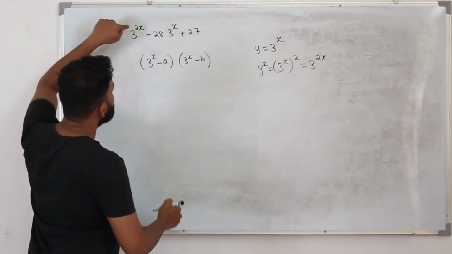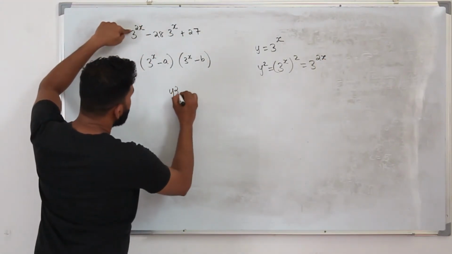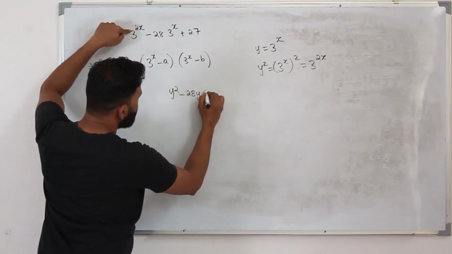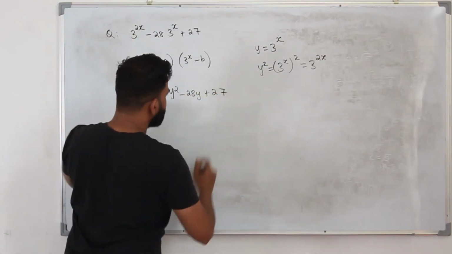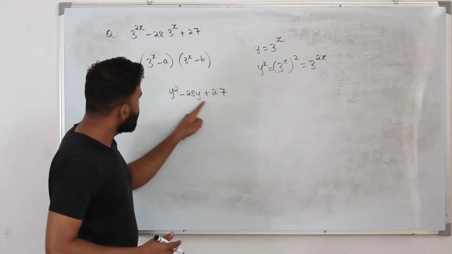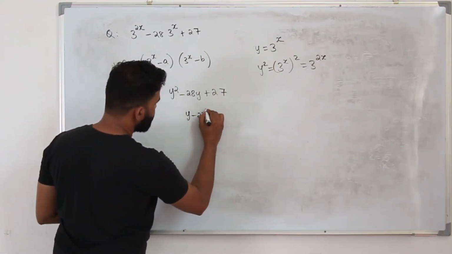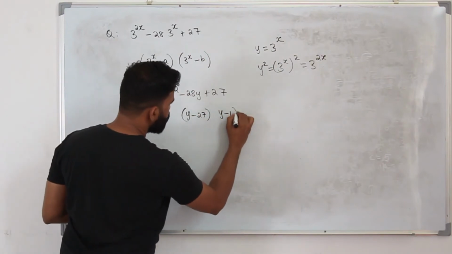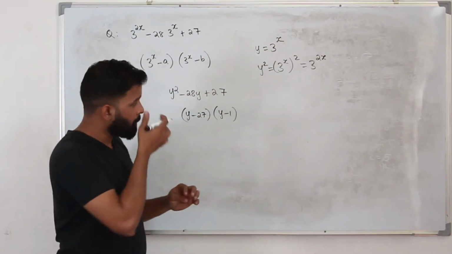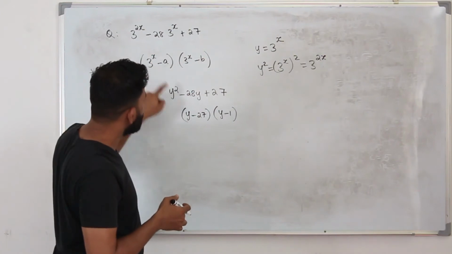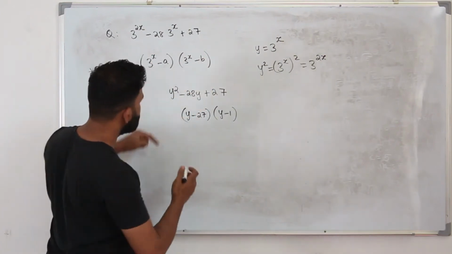So substitute everything in here. You will have y square minus 28y plus 27. Now you can apply the factorization method. You will have y minus 27 into y minus 1. You don't need to solve this. They just want you to write in this form. Replace y by 3 to the power x. You got the answer already.